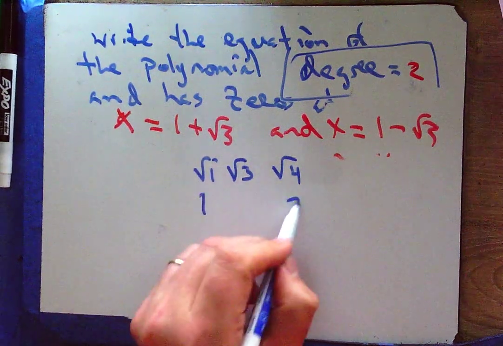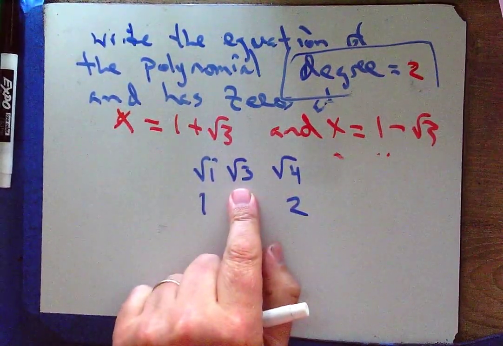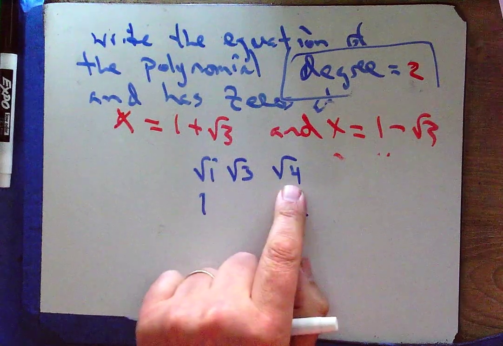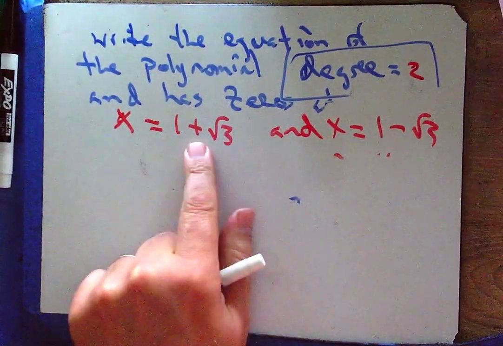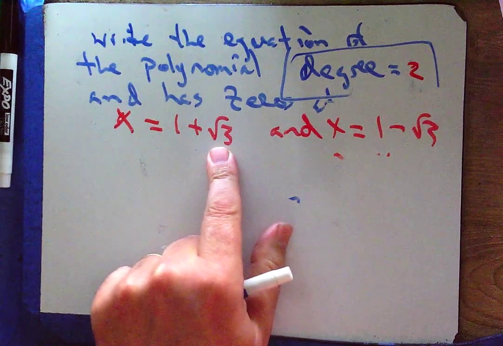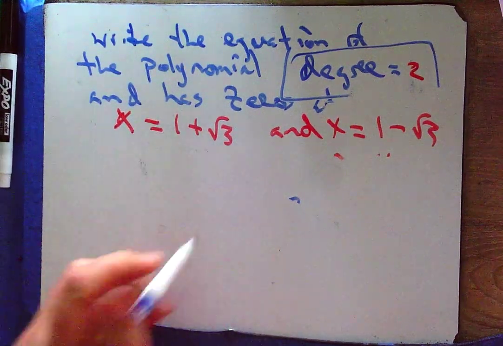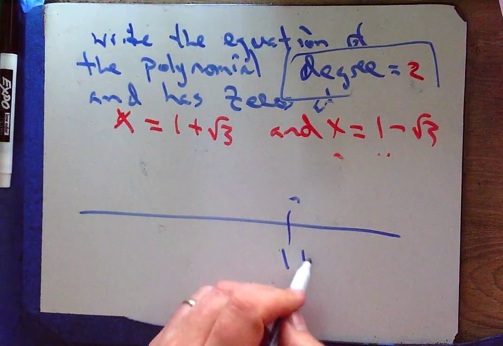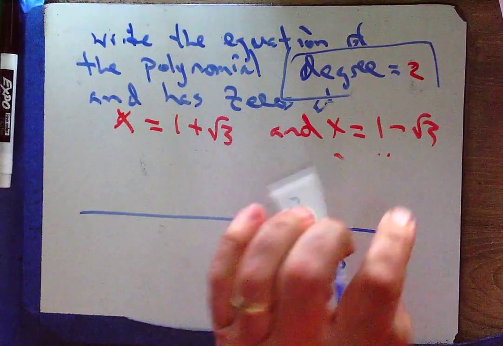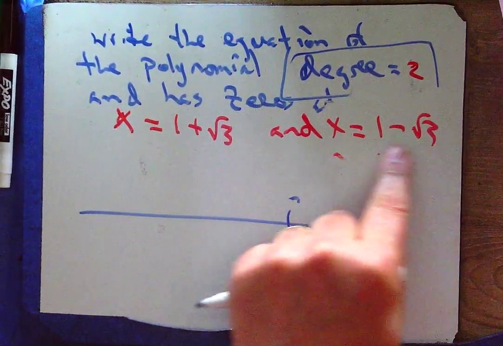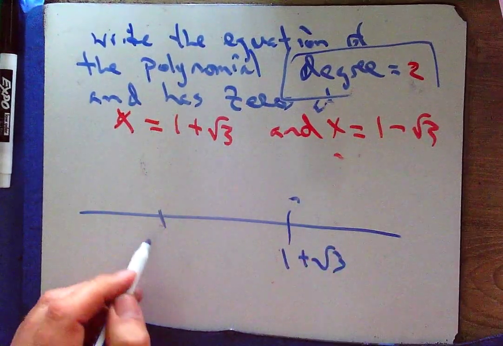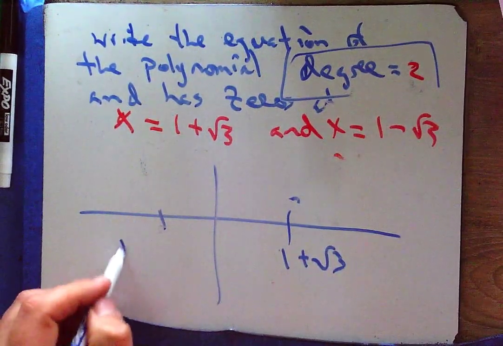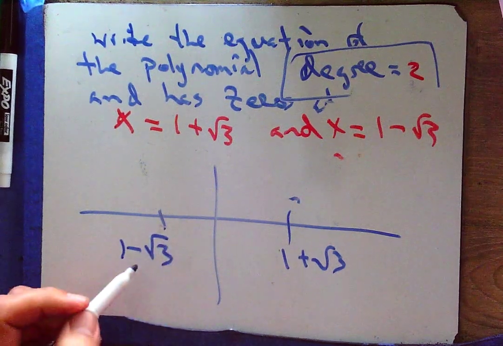And this is 1, and this is 2. So this is a number between 1 and 2, and it's closer to 2. Okay? So 1 plus almost 2, so 1 plus root 3. And then this one, 1 minus root 3, well, that's almost 2. 1 minus almost 2 is going to be over here in negative land, 1 minus root 3.